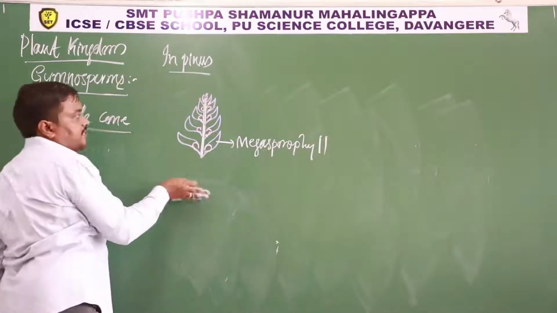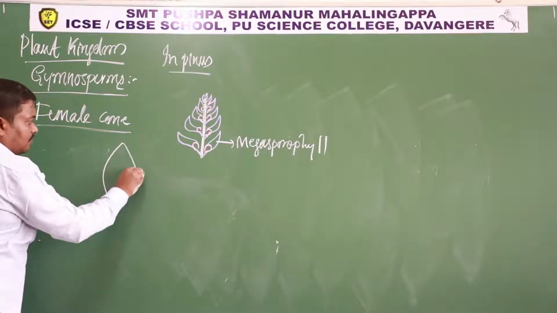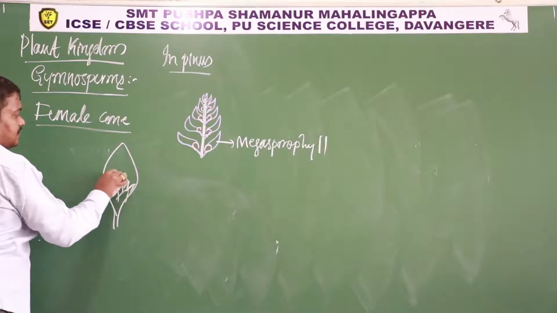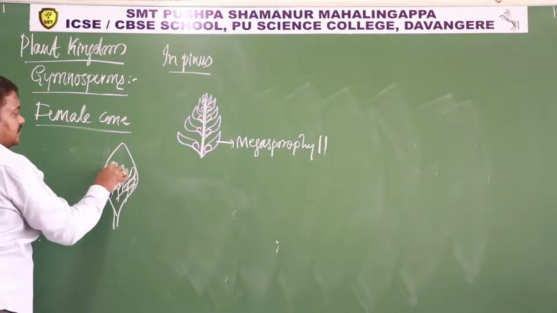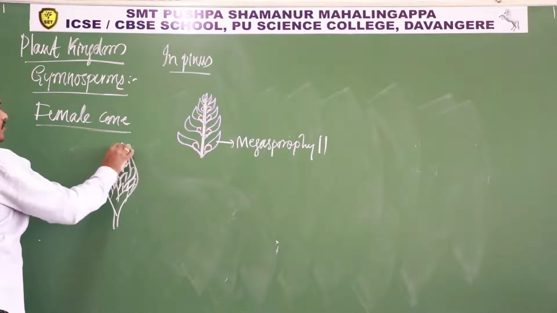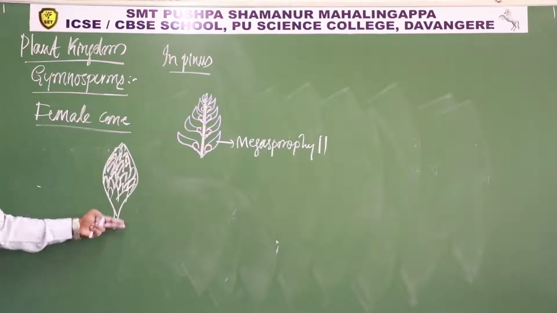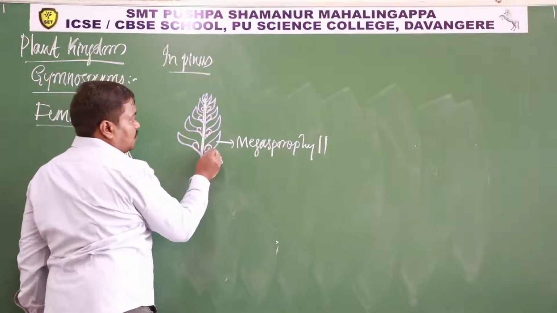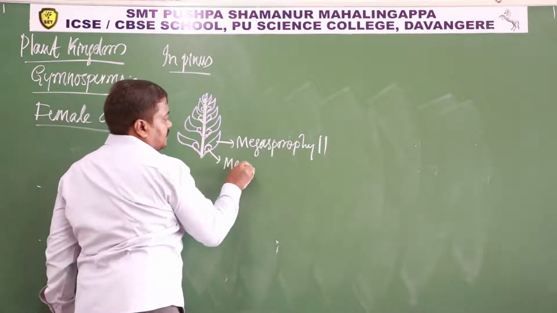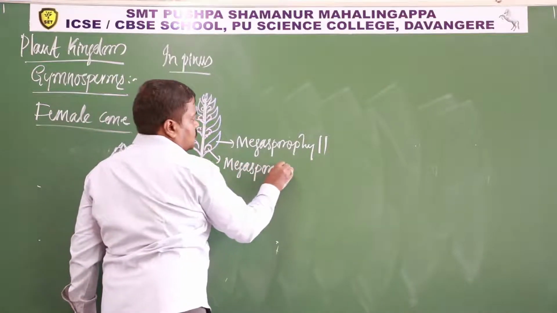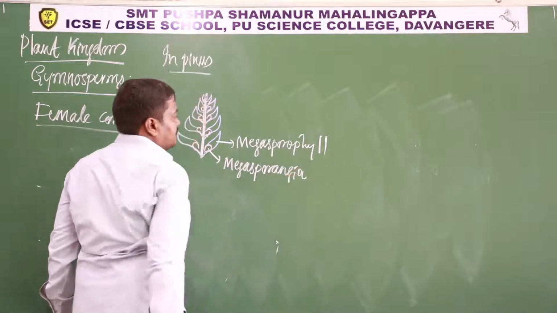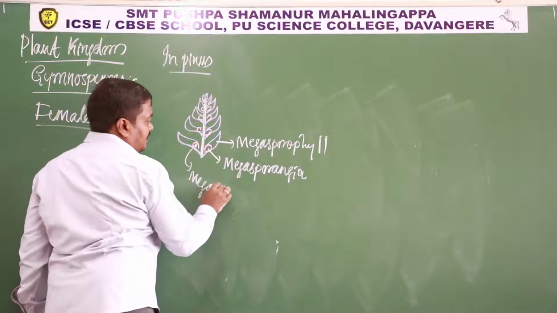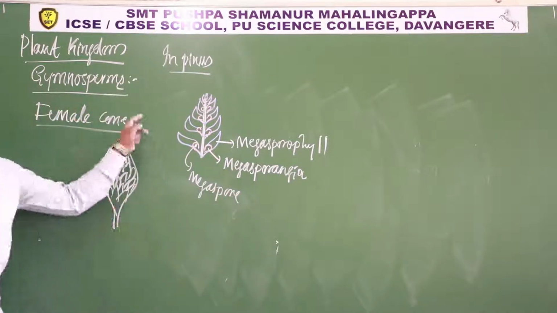So the cone looks almost like this. If you cut like this, it is called a longitudinal section. If you take the longitudinal section, it looks like this. This is the megasporophyll, and these are megasporangia. Inside, the megaspore is there. In the case of Pinus, it looks like this.